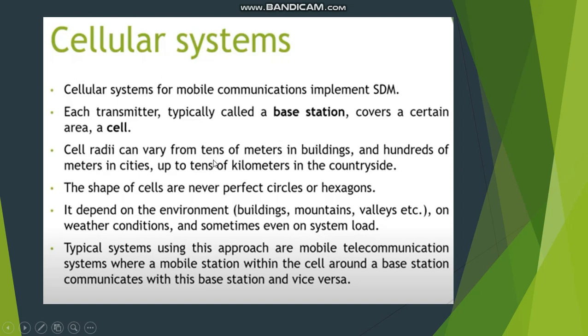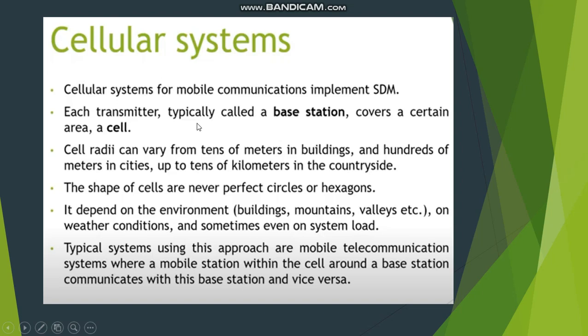Cell radii can vary from tens of meters in buildings and hundreds of meters in cities, up to tens of kilometers in the countryside. So depending upon the range, the signal strength, and the complexity, you can define cell radii according to your convenience, according to what is needed at that moment. It can be a few meters in a building, hundreds of meters in cities, or even countrywide. The shapes of cells are never perfect circles or hexagons.